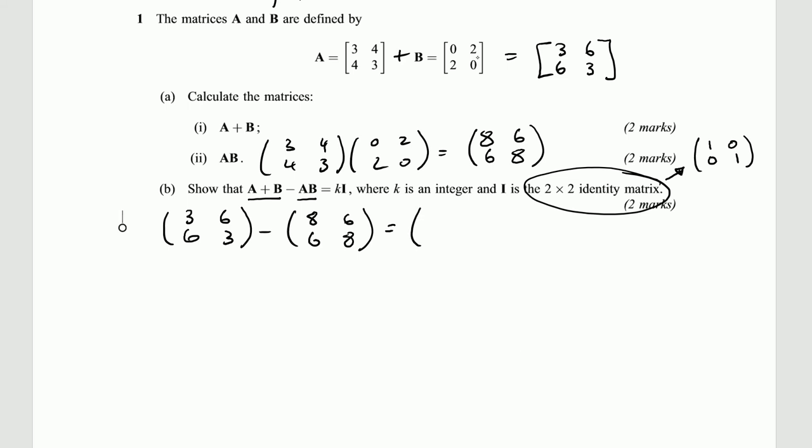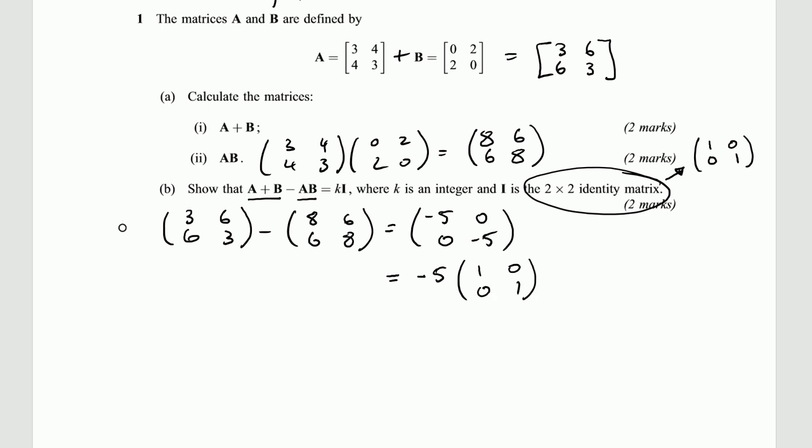3 minus 8 is minus 5, 6 minus 6 is 0, 6 minus 6 is 0, 3 minus 8 is minus 5 again. Well, this is pretty close to that 1, 0, 0, 1 matrix. It just has minus 5s instead of 1s. In fact, if we factorize out, which is not quite the right way of saying it, but it's good enough, if I factorize out that minus 5, I will be left with 1, 0, 0, 1.